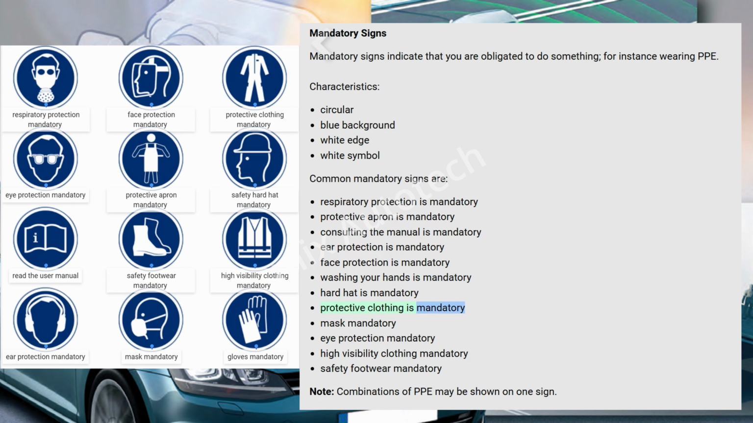Protective clothing is mandatory. Mask mandatory. Eye protection mandatory. High visibility clothing mandatory. Safety footwear mandatory. Note. Combinations of PPE may be shown on one sign.